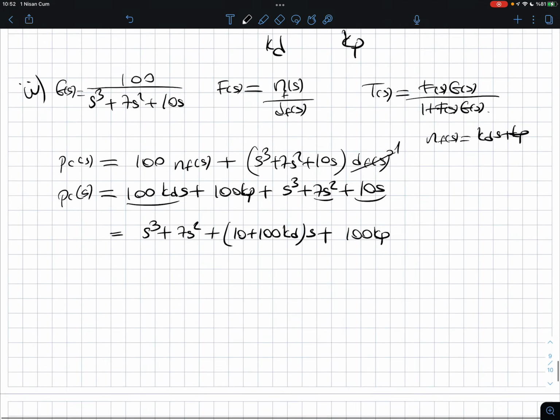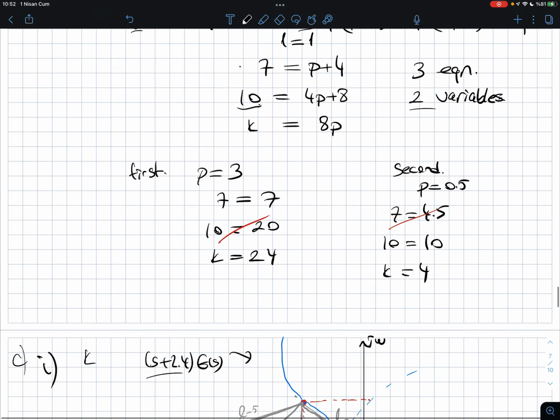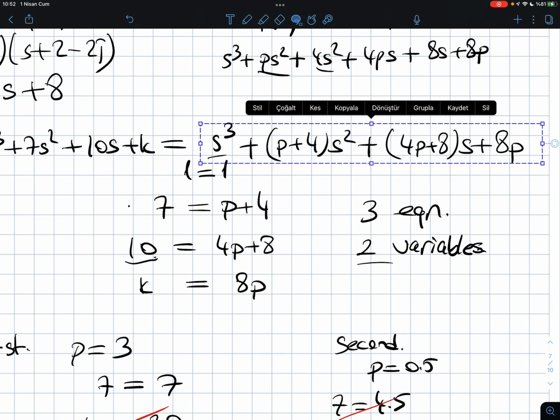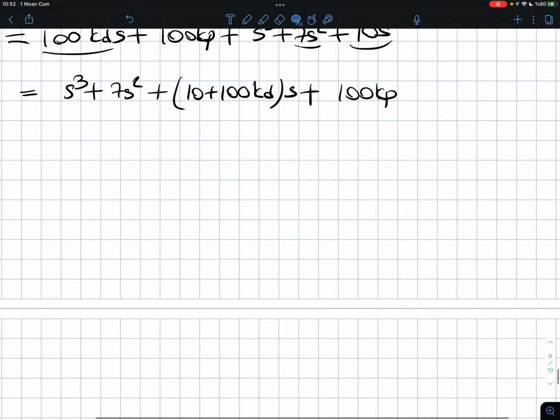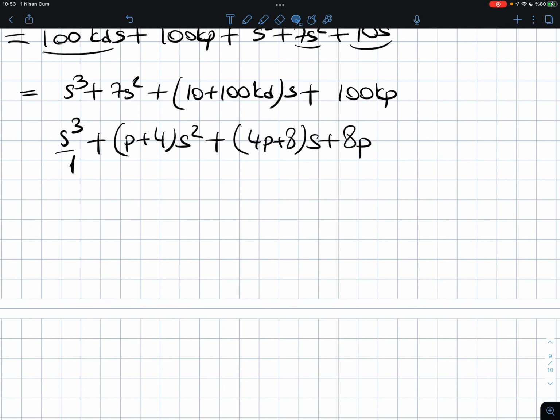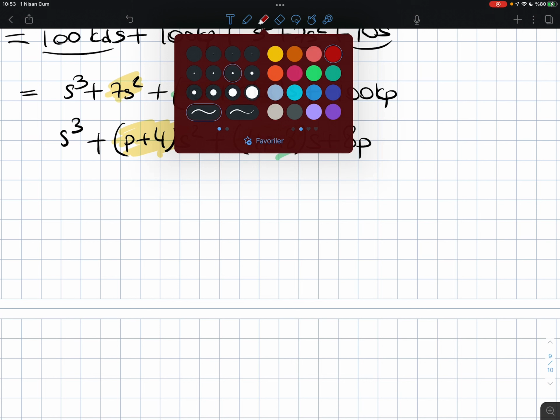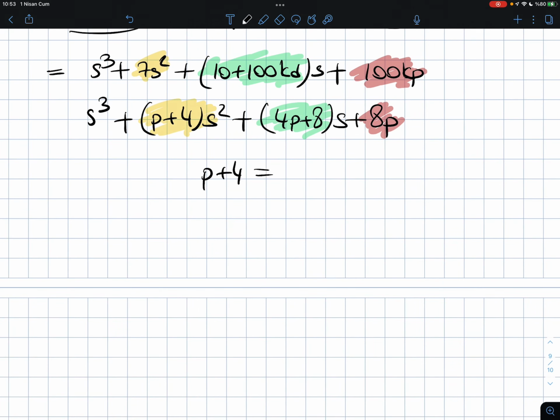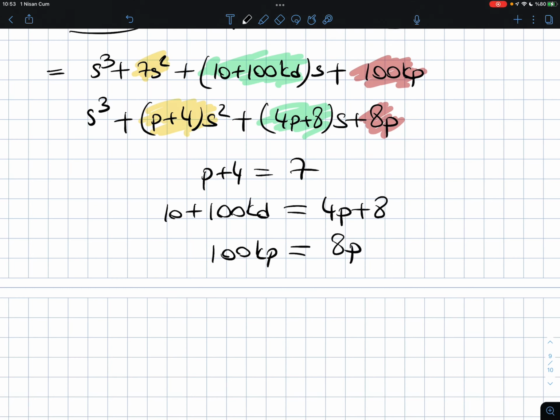So that's it. Now our desired polynomial was, let me copy that too, was this. There we go. Now we can see the s cubed terms are the same. This should be equal to this. And this term should be equal to this. And the last term, this one, should be this. So therefore, p plus 4 equals 7, 10 plus 100 Kd equals 4p plus 8, and 100 Kp should be equal to 8p.